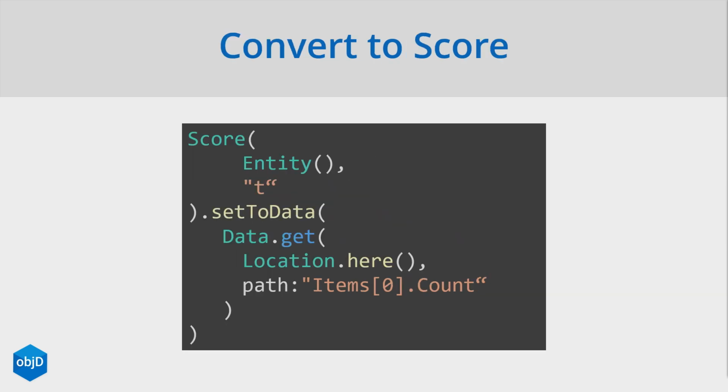Then you can also convert data to a score. That means you just define a score. More likely would be that you define this score somewhere in a variable, and then you have the method set to data, and here you must insert data.get to get the value of the data field you specify down here. With this, you can easily save your data in a scoreboard and make some calculations.